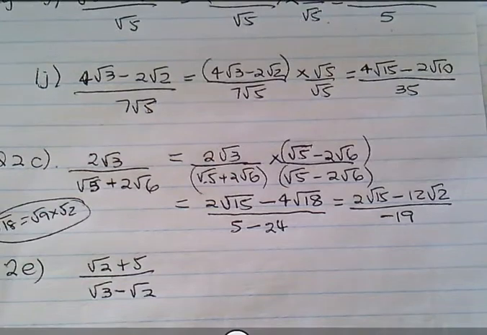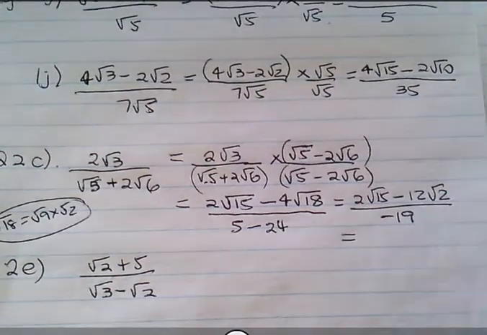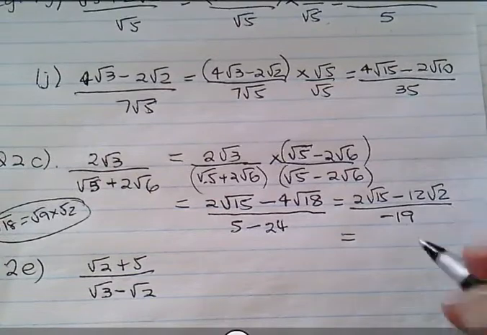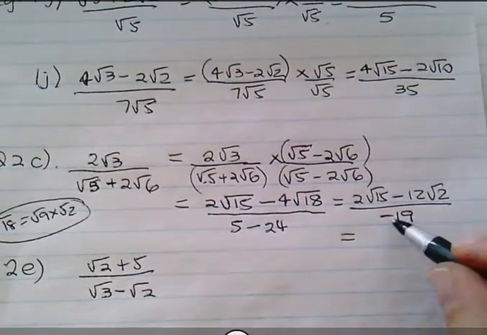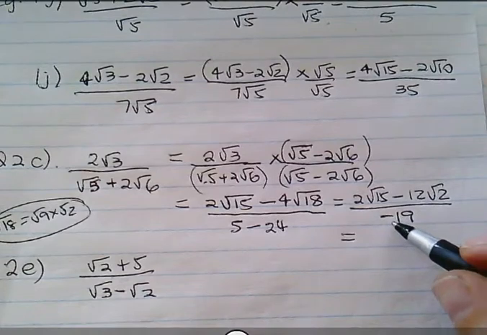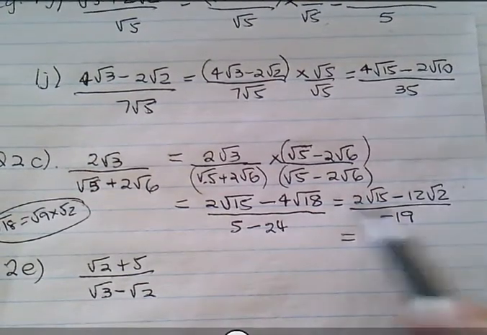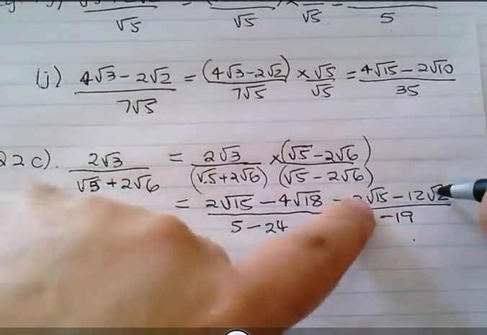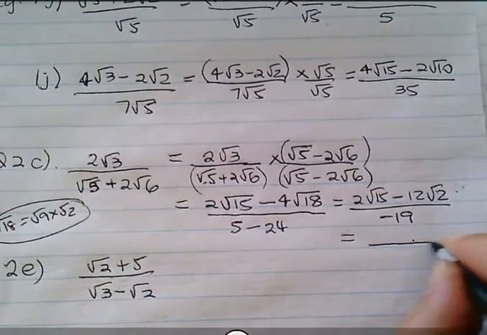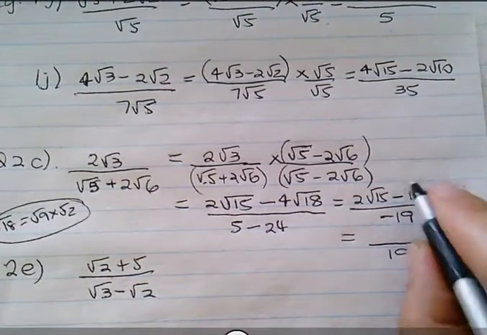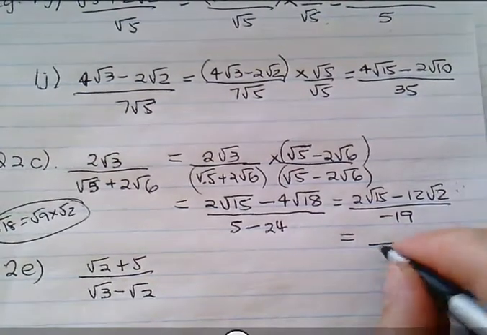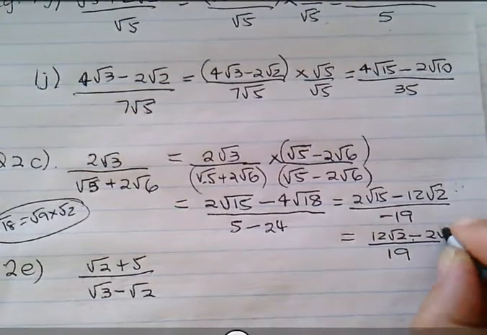I can't simplify. Wait a minute. However, notice I've got 1, 2, 3 terms in this expression. So what I'm going to do, the other way you could write this, instead of putting the negative on the denominator, so I've got this divided by negative 19. That is the same as doing negative of the numerator over a positive denominator. So let me just write the 19 first. If I do negative of the numerator, I get minus 2 root 15 plus 12 root 2. So I'm going to write it as 12 root 2 minus 2 root 15.